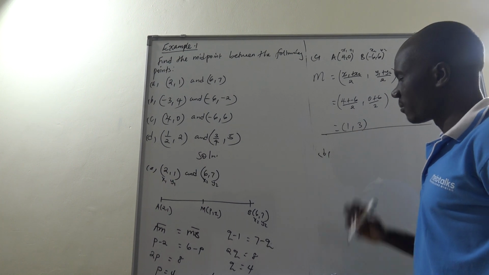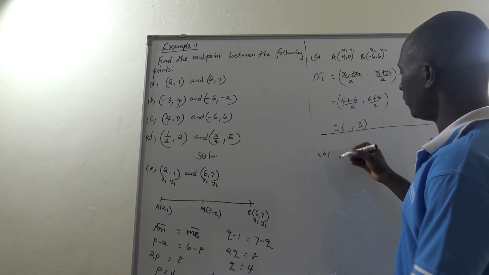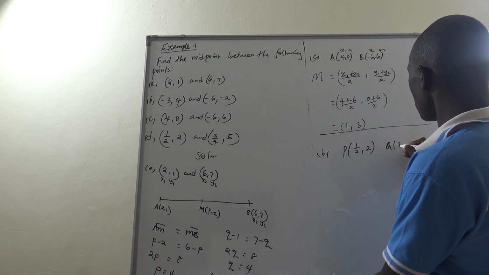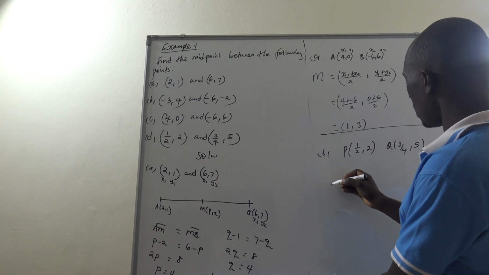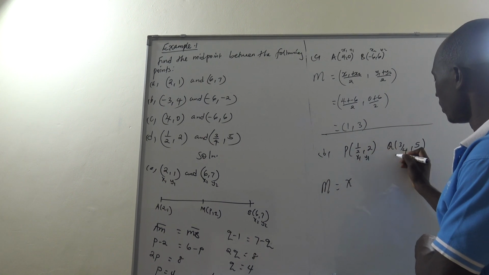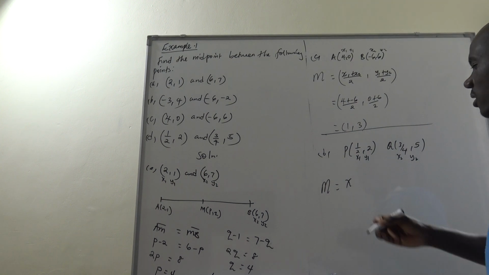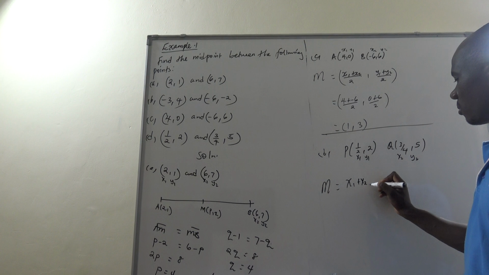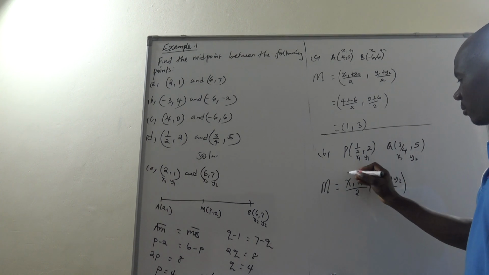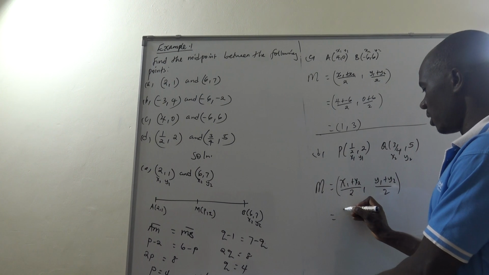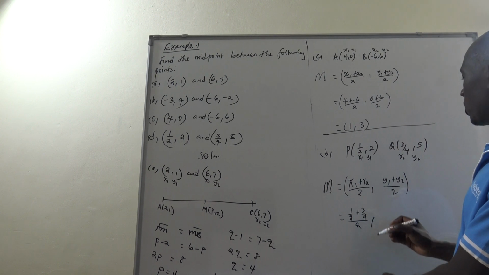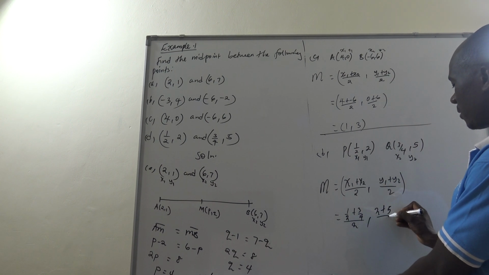So we are moving to part D. What is part D having? We can call point P (1/2, 2), and this is Q (3/4, 5). How do we get the midpoint M? So we are using this formula with x1, y1, x2, y2. To get the midpoint, I'll say (x1 plus x2) out of 2, comma (y1 plus y2) out of 2. What is x1? It is a half plus 3/4 by 2, comma what is y1? It is 2 plus 5 by 2.